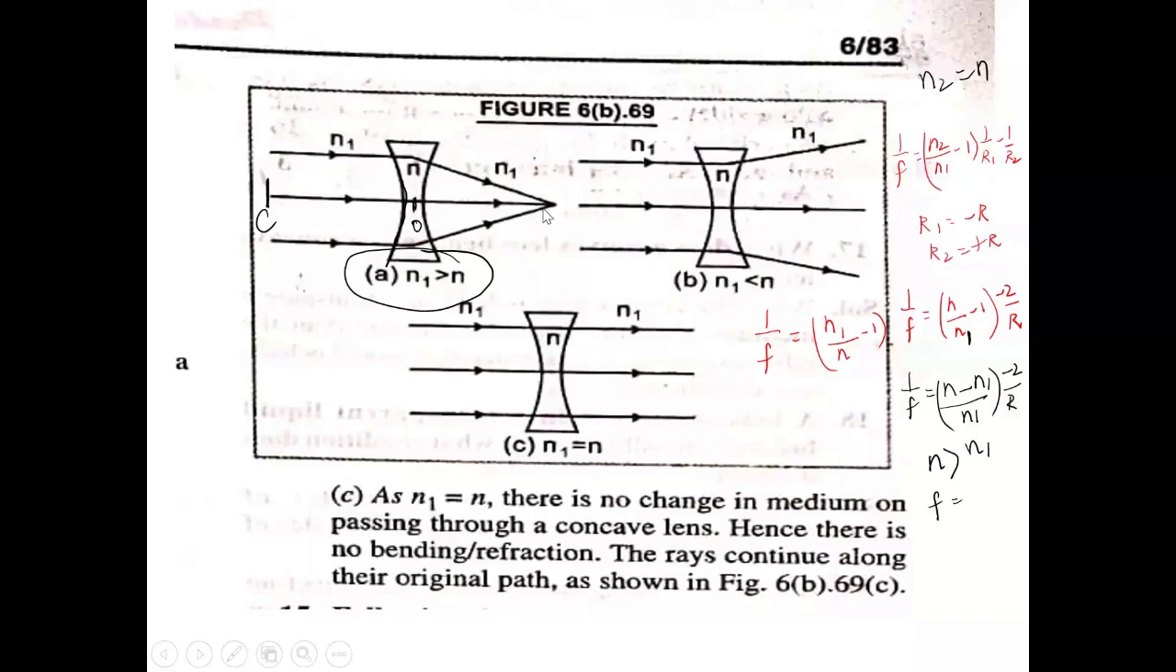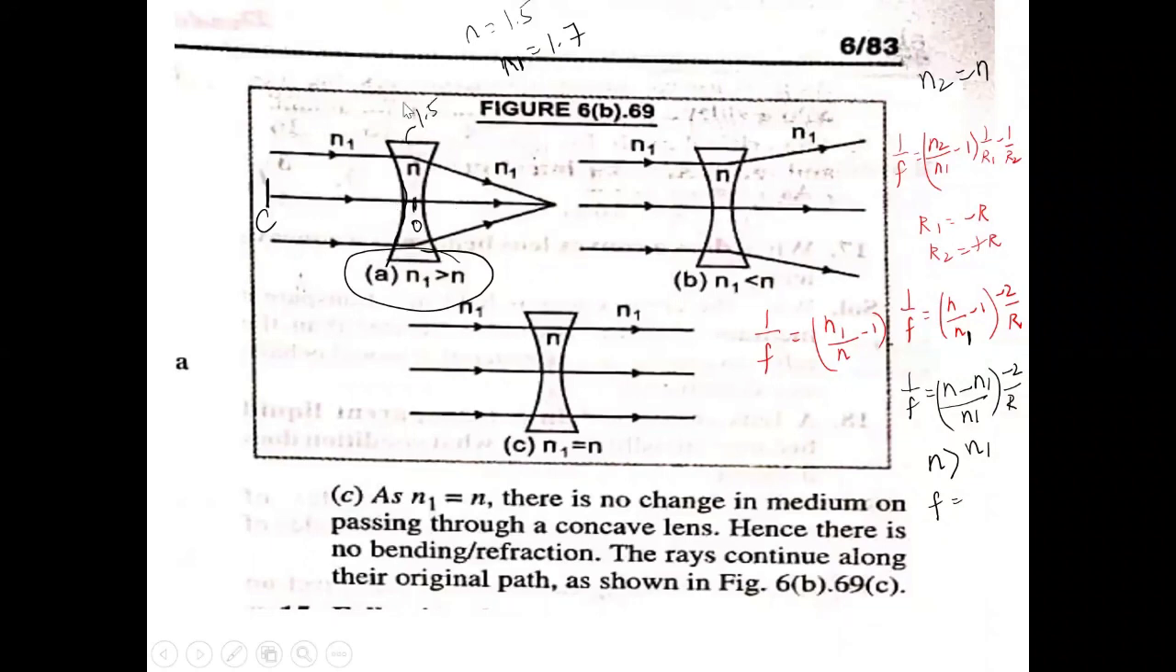So when can a concave lens act as a convex lens? Suppose the lens has refractive index 1.5, and you immerse it in carbon disulfide, which has a refractive index of 1.7. So this lens will act as what type of lens? Converging or diverging?